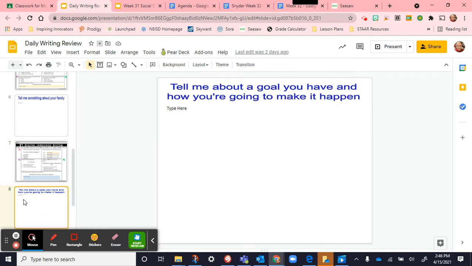Your quick write today is on page 8. Tell me about a goal you have and how you're going to make it happen. A goal is something that you're trying to accomplish. What is it? And not just what is it, but what are you going to do to make sure that this happens? So maybe your goal is to go off into space someday. What are the steps? What can you do now to make sure that you are headed towards reaching that goal?